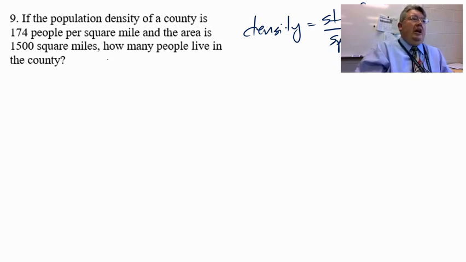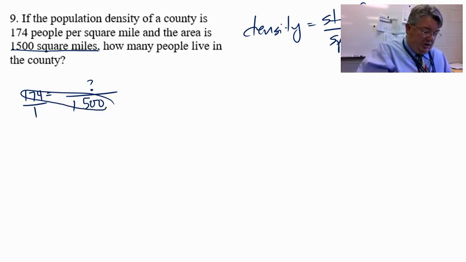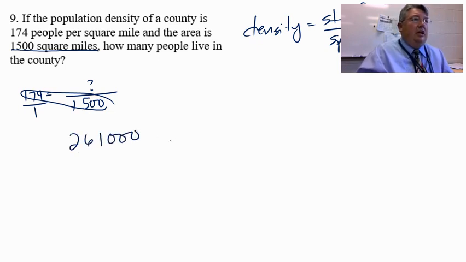So, and the area is 1,500 square miles. So that's the space. So they gave me the density, and it equals something over 1,500. How many people? Well, I would just turn this into a proportion by putting it under a 1, and now I can take the cross product. I'll go 174 times 1,500, and I'll divide it by the 1 that's left over there, and I get 261,000, and it's going to be people.